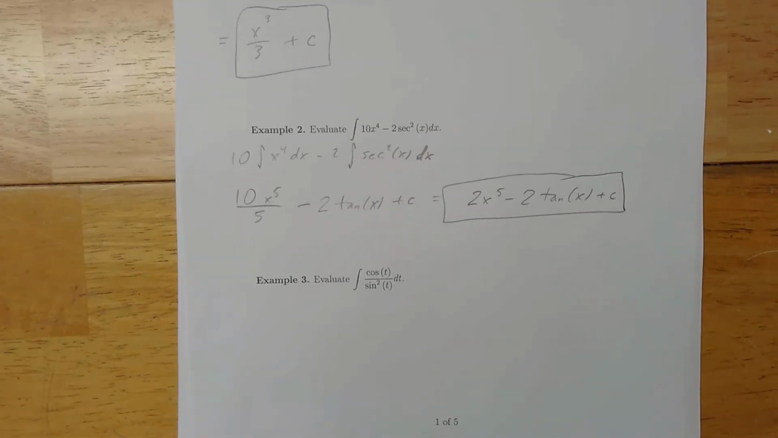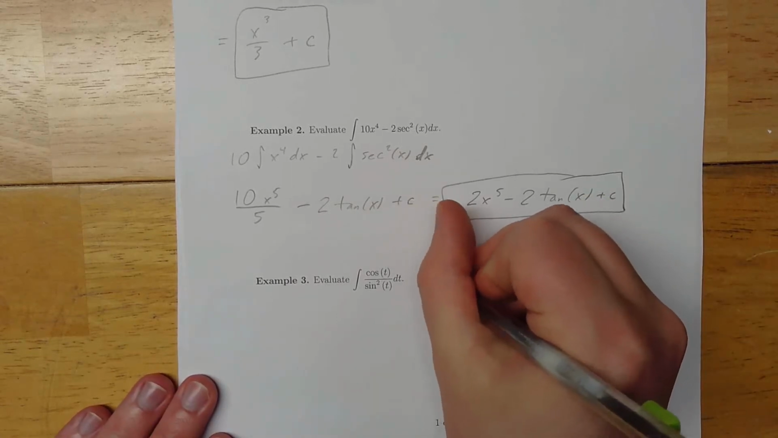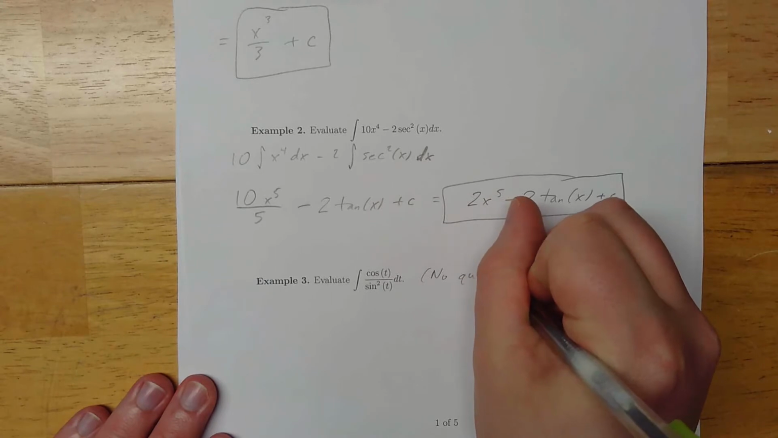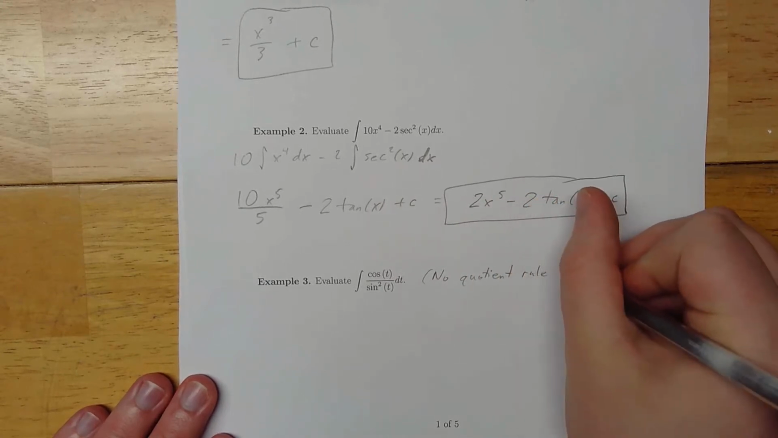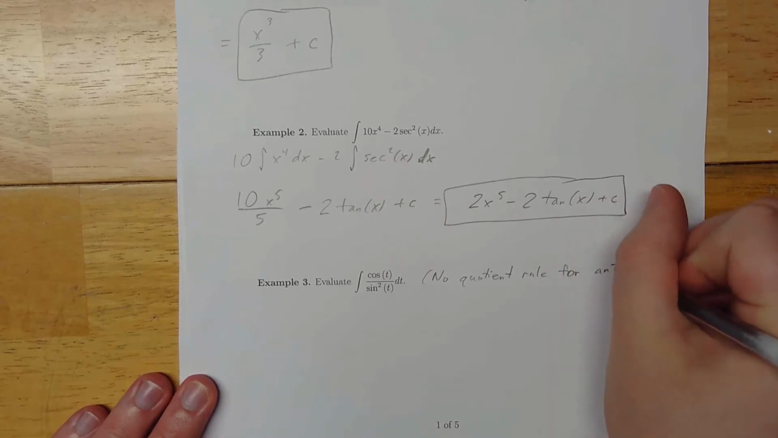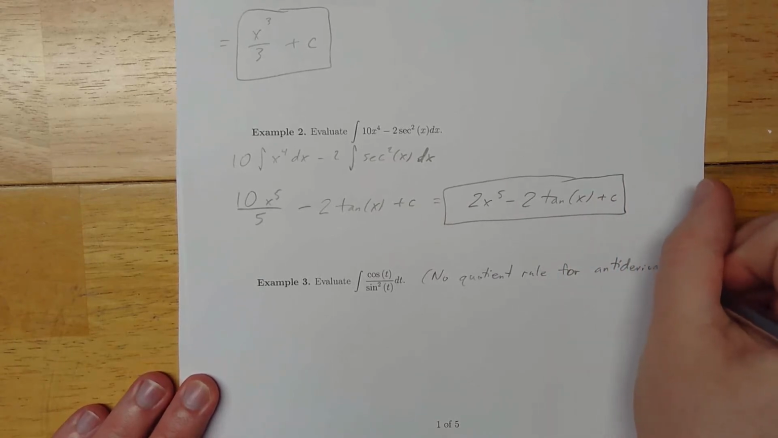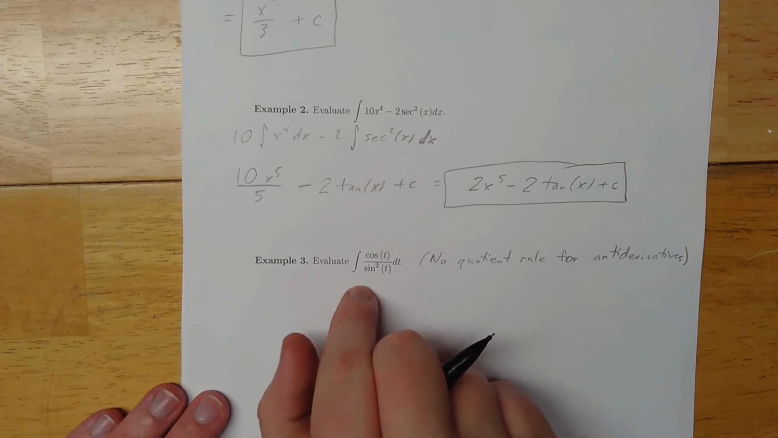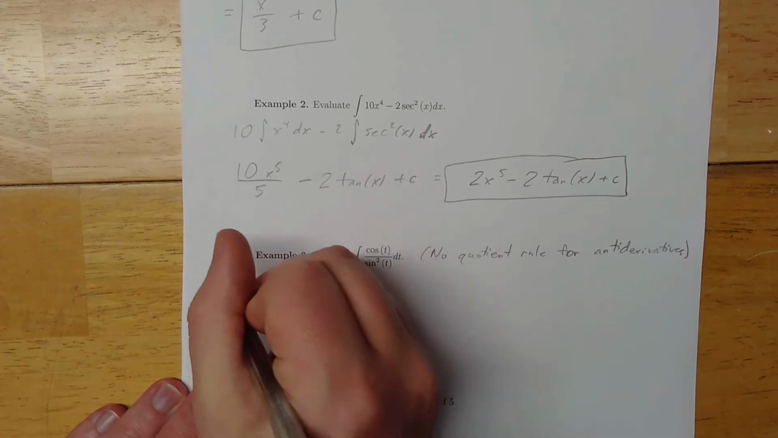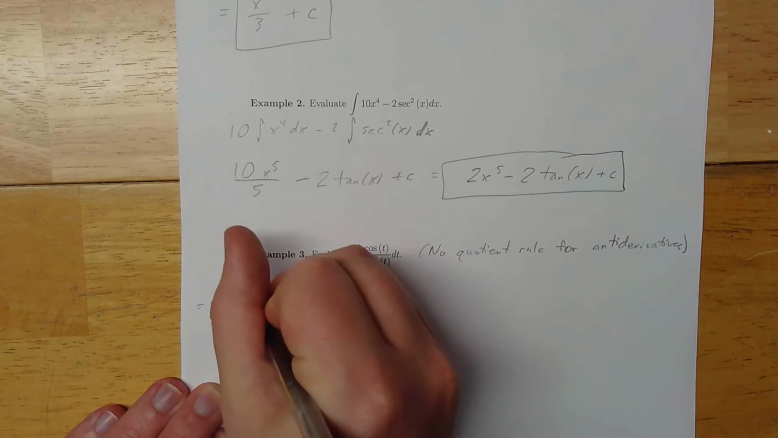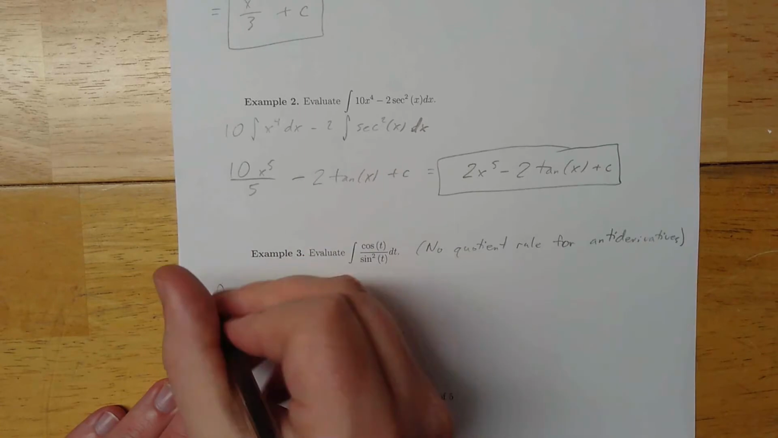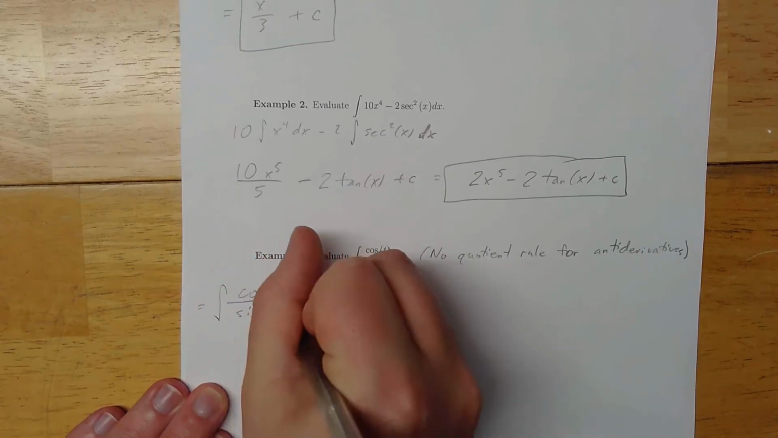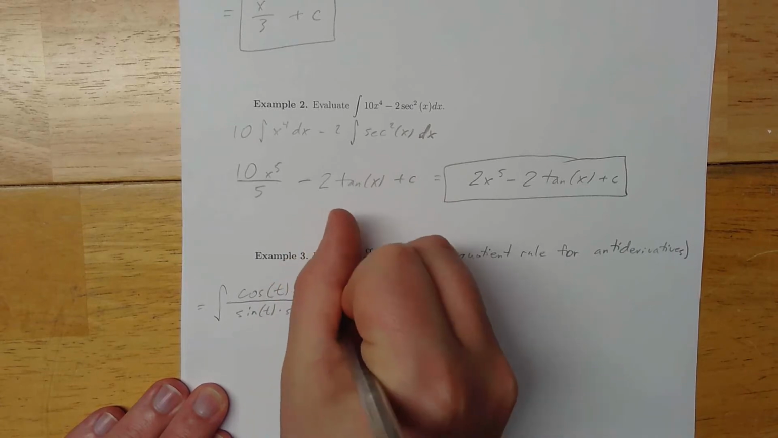When we get to this next example, this is a little bit trickier. So we've got some sort of fraction here, but we don't have a quotient rule for antiderivatives. So what we're going to do is simplify this by rewriting it in some way. So this is the same as the cosine of t divided by the sine of t times the sine of t dt.